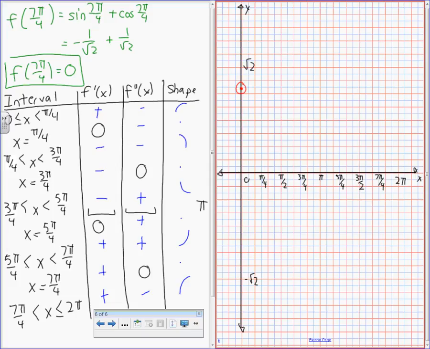Pi over 4 was at a max at root 2, we said. Then we had 3 pi by 4 equal to 0. Then we had 5 pi by 4 down to negative root 2. We had 7 pi by 4 at 0. Then we had 2 pi at 1 again, which is up here someplace.